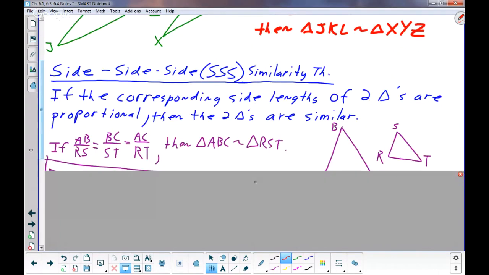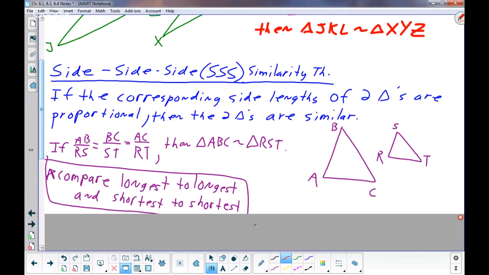The second way is an old friend of ours, and that's side-side-side. Now, instead of saying all the sides are congruent, we say all the sides are proportional. So if the corresponding side lengths of two triangles are proportional, then the two triangles are similar. So if you just do what we did beforehand, which was show every side, do the statement of proportionality you see here, AB over RS, BC over ST, AC over RT, if they all hold the same ratio, same scale factor, then the triangles have to be similar. So instead of telling you they're similar and then knowing that this ratio is going to hold true, if we can prove the ratio true, we can now prove the triangles are similar.